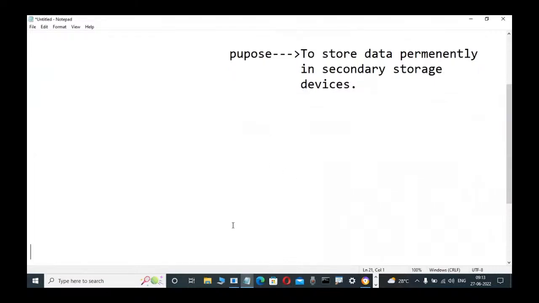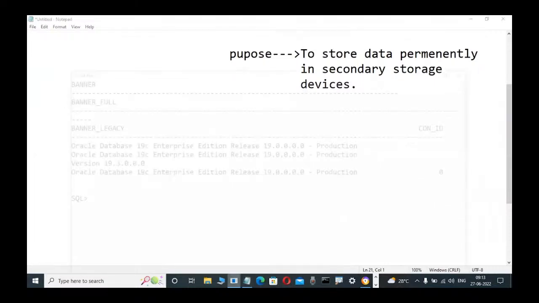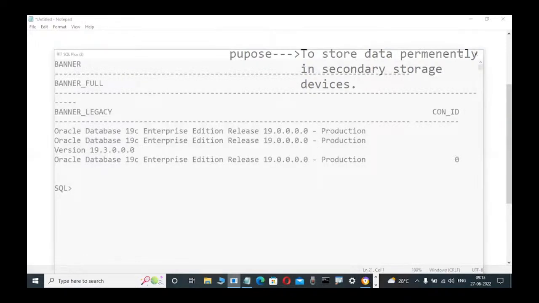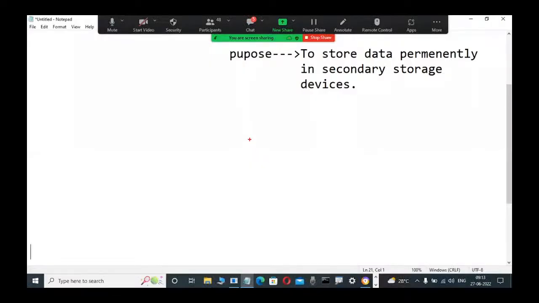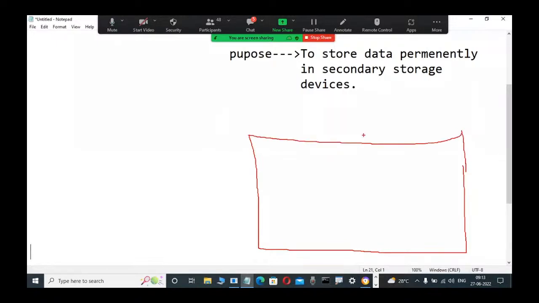Suppose I am installing Oracle software in my system. In the future, you will also install it. Whenever we install Oracle software, automatically some space is created in the hard disk. Suppose you are loading SQL Server, MySQL, or any software, Teradata. When we load these softwares, automatically some space is created in a disk. This is called a database. Everyone knows this is a place where we can store data permanently.